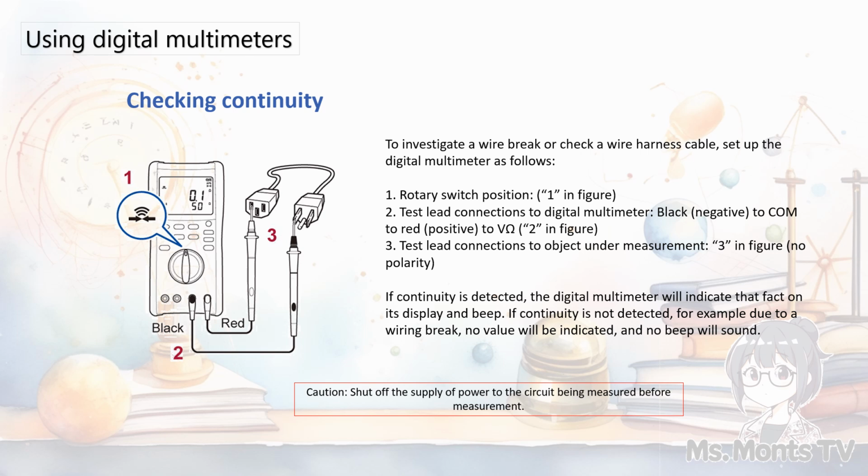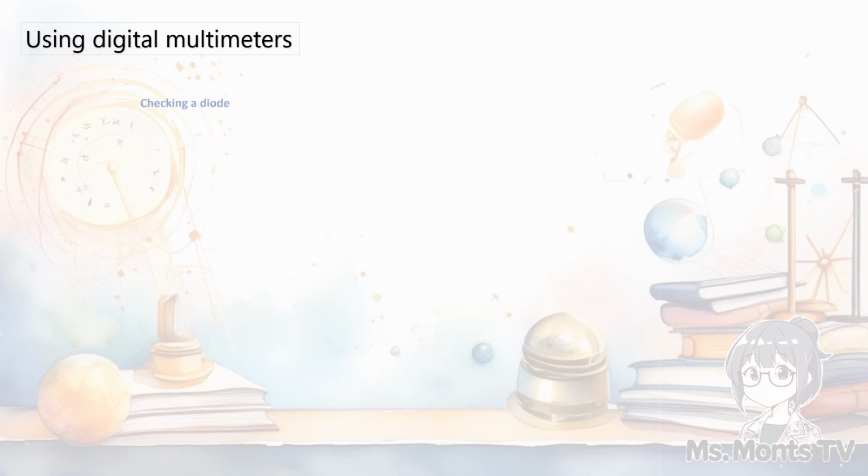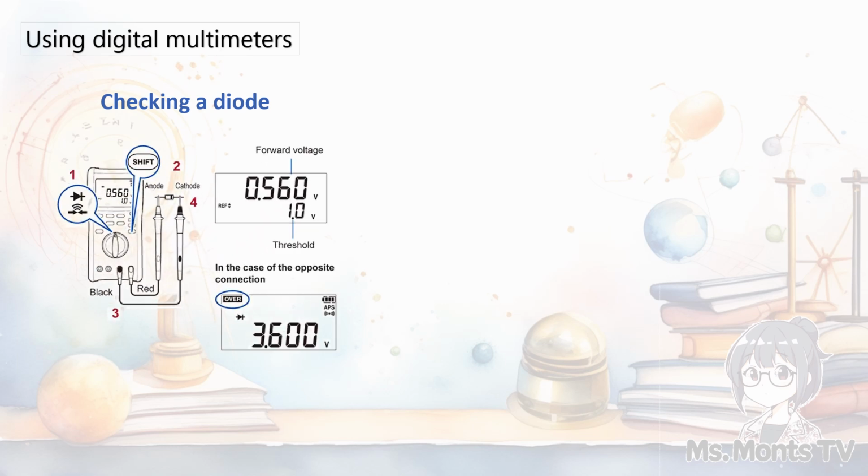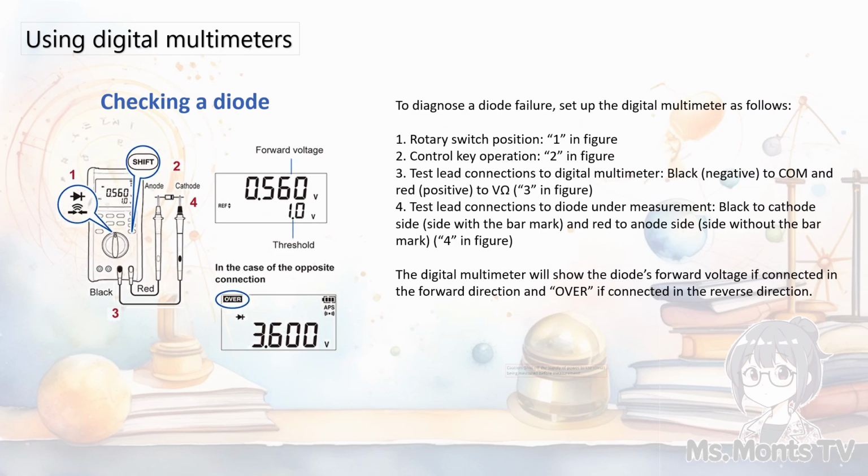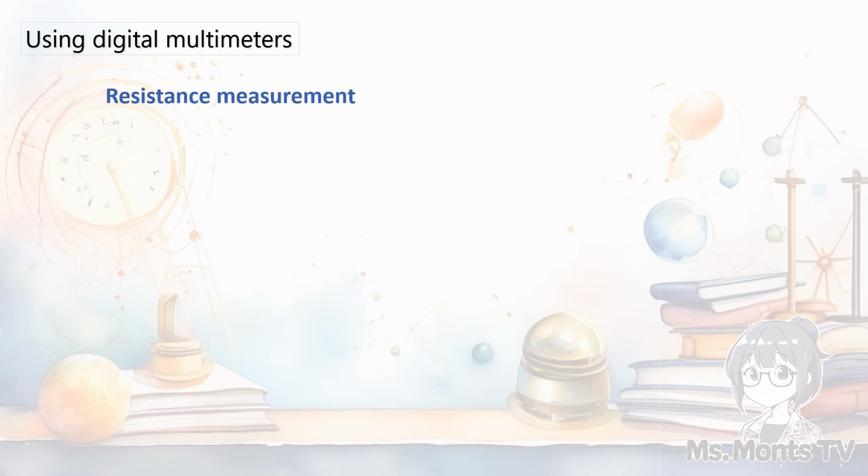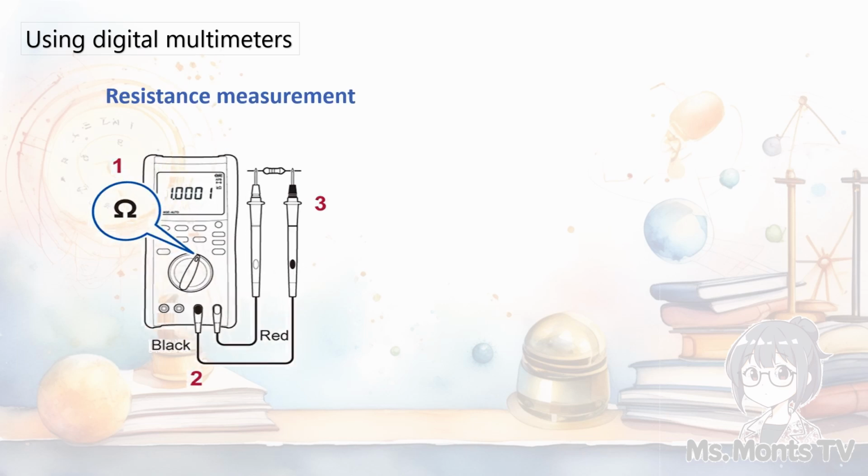So remember, shut off the supply of power to the circuit being measured before measurement. So it is for your safety. Checking of diodes. Resistance measurement. How do you measure resistance?